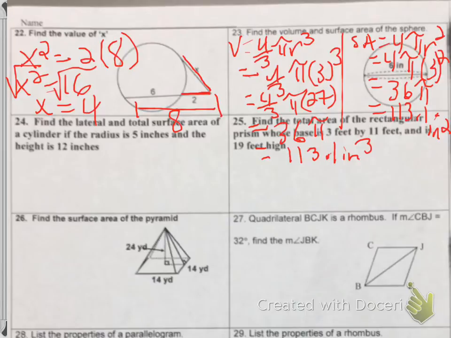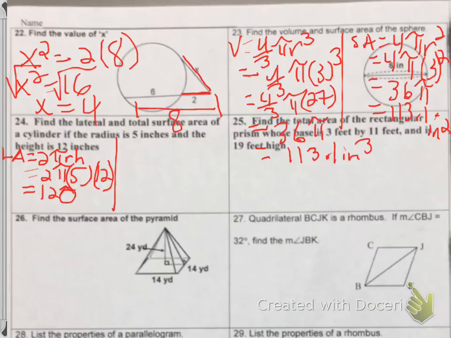Next problem. It says find the lateral and total surface area of a cylinder if the radius is 5 and the height is 12. Now you could draw a picture, or you don't really need to draw a picture. You just need to plug it into the formula. So lateral surface area here is 2 pi r h. So I go 2 pi, the radius is 5, and the height of the figure is 12. So a lot of this information is just given right to you. I'm just going to plug it right into the calculator, and I get 120 pi.